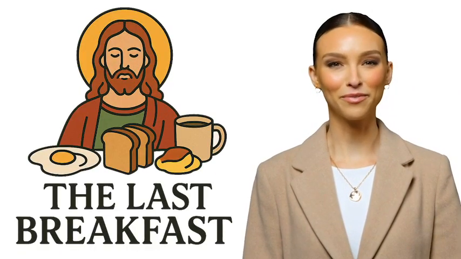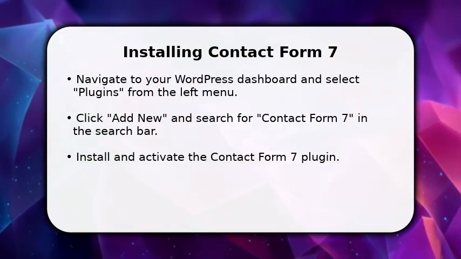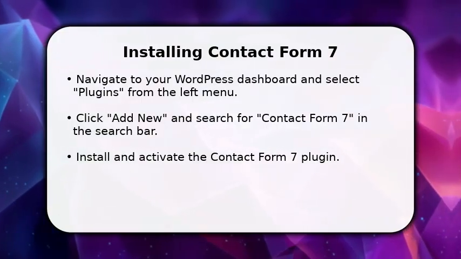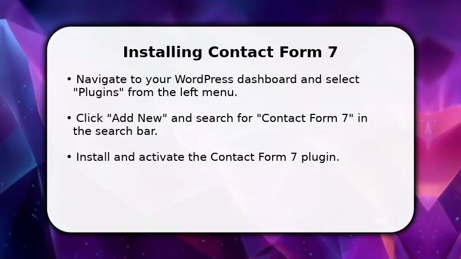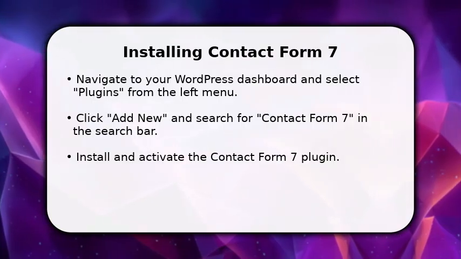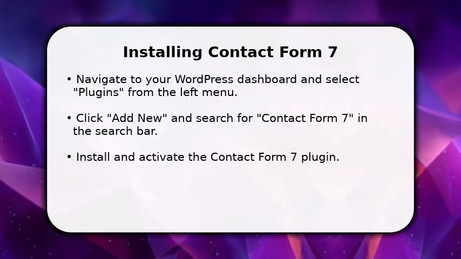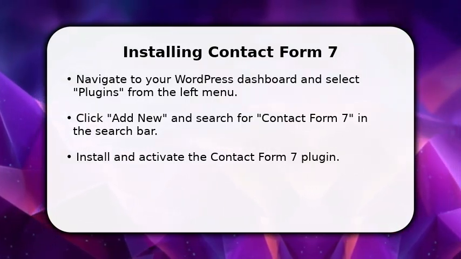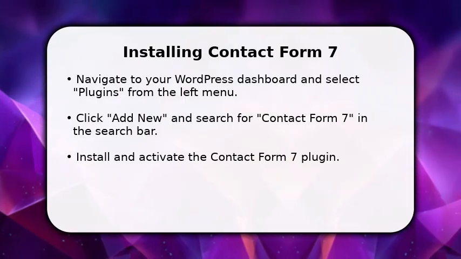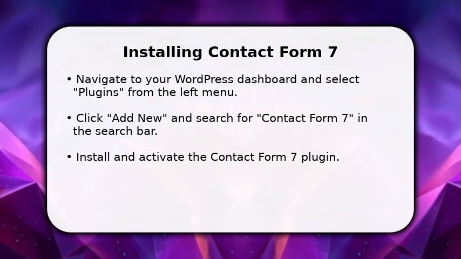Please enjoy the video. In this video, I will show you how to add Contact Form 7 to your WordPress website. First, log into your WordPress dashboard. On the left-hand side, find and click on Plugins, then select Add New. In the search bar, type Contact Form 7 and press Enter. Once you find it, click Install Now and then Activate to get the plugin ready for use on your site. This simple process takes less than 1 minute.